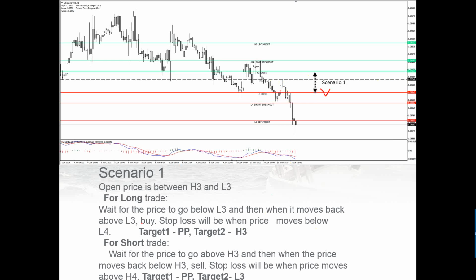Stop loss will be when price moves below L4. Usual stop loss for this scenario is here. For short trade, wait for the price to go above H3. So the price opens here, it goes above H3, but next couple of candles go here, and then closes below H3. Stop loss is usually here, and you aim for pivot point or L3. So this is the first scenario.